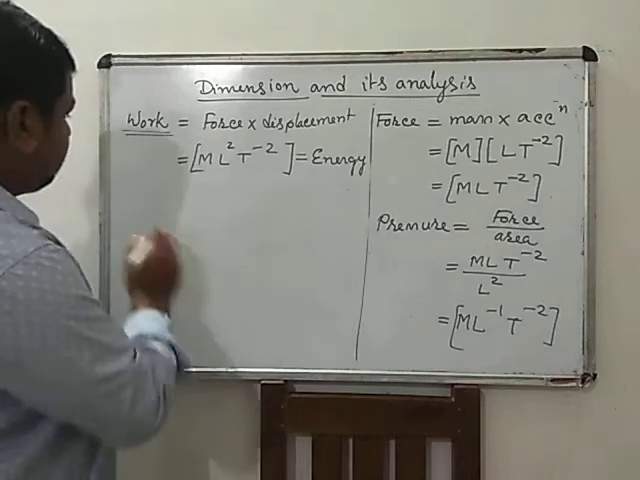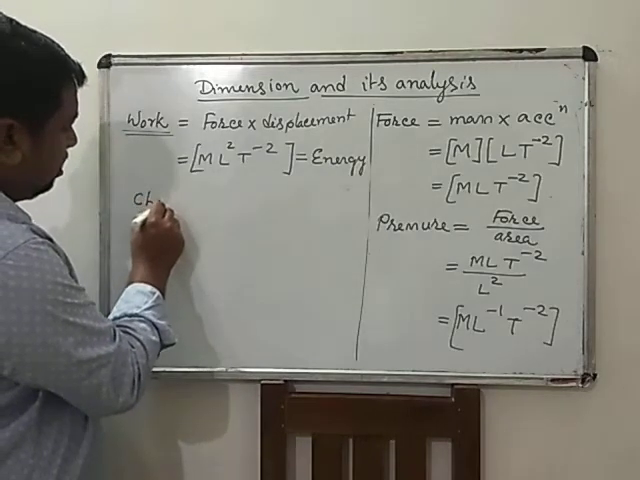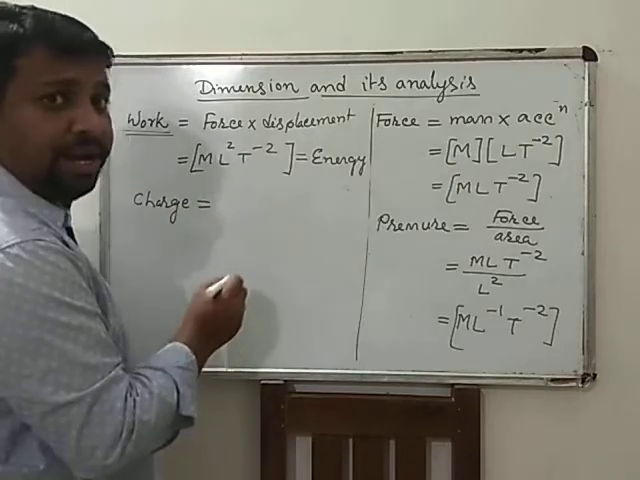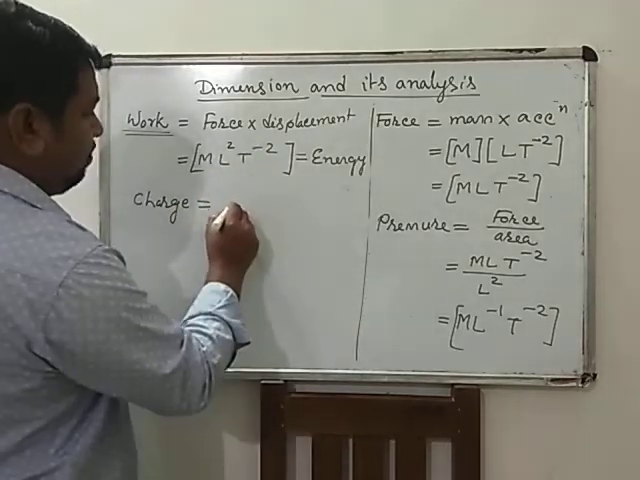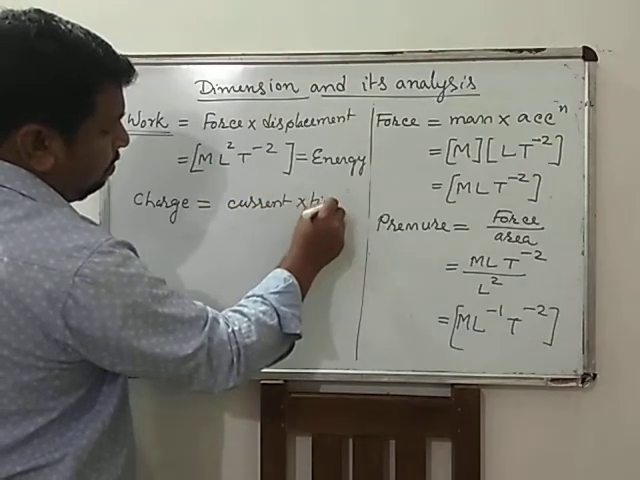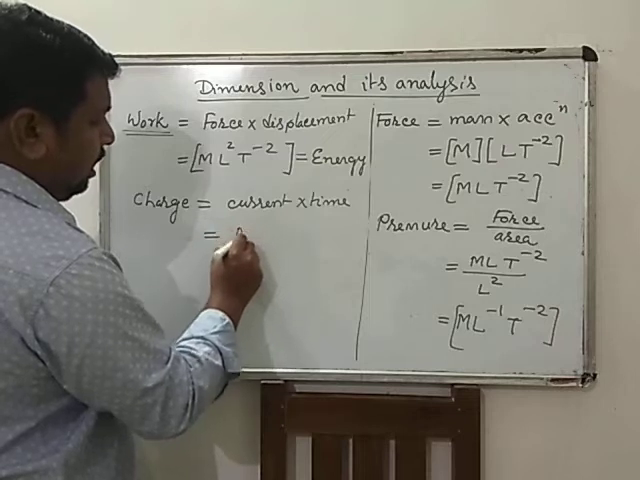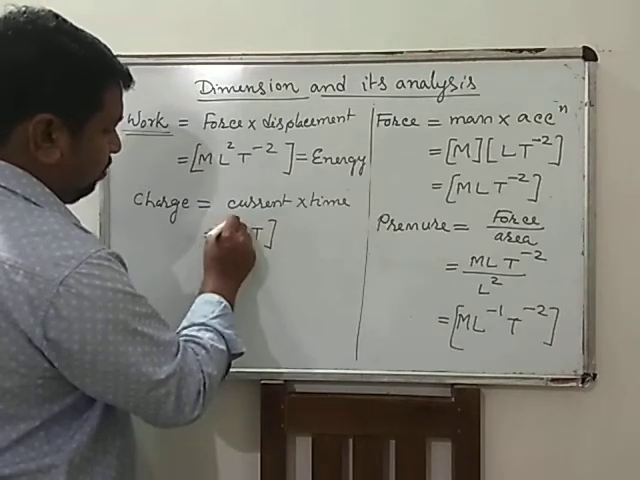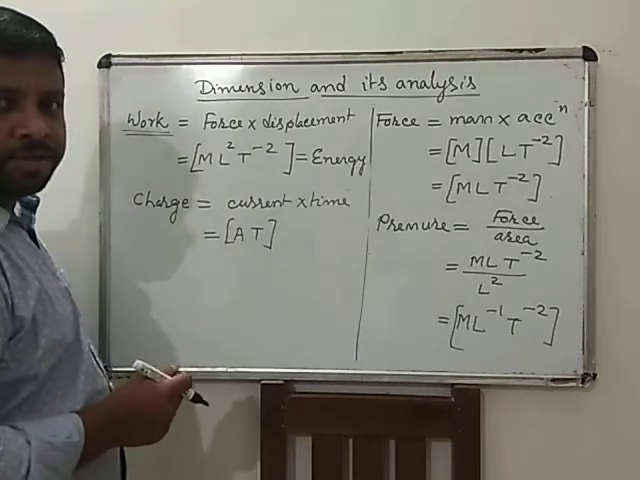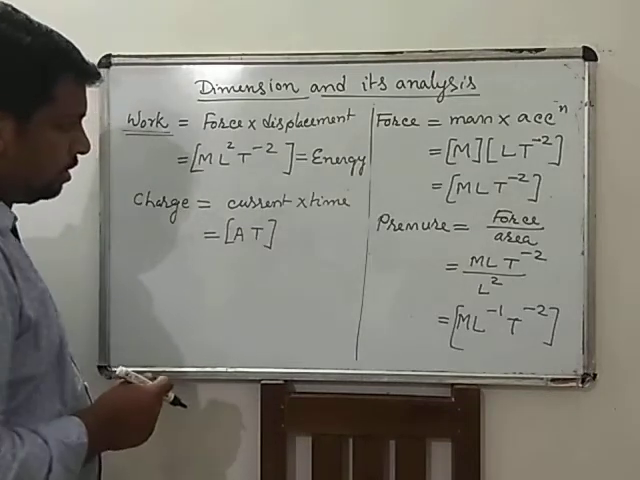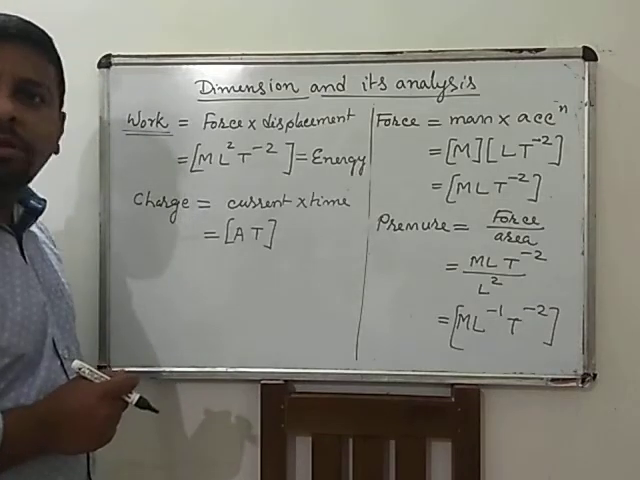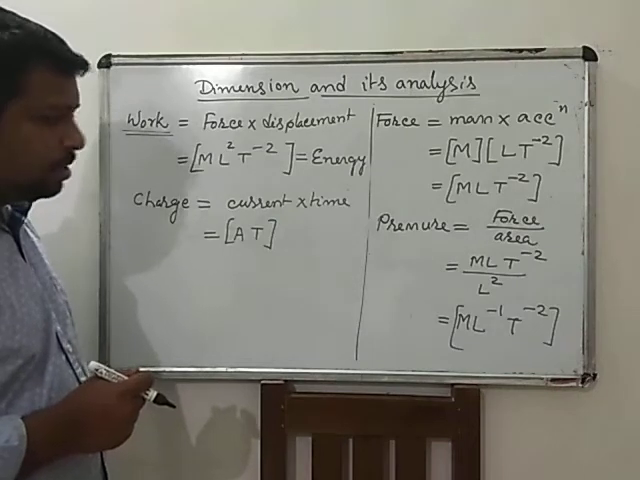Next, another one, charge. Charge is current into time, Q equal to I T, as in class 10 physics. Current means A, time means T. Charge equals current into time, that is A T. So these are preliminary dimensional formulas.